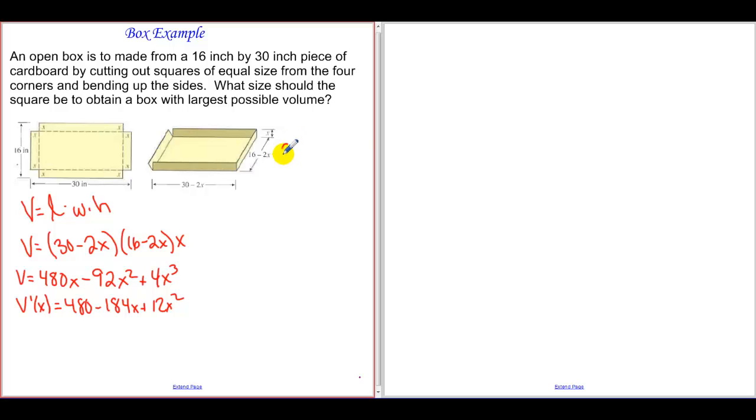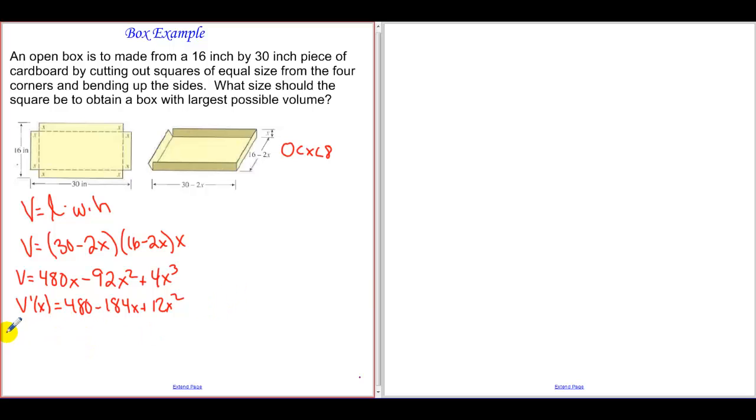Well, x is going to be between 0 and... now think about it. If one of these quantities was 0, that would make our box not exist. If x was anything more than 8 inches, I can't cut 9 inches on one side and then equally 9 inches on the other side. So x has to range between 0 and 8 inches.